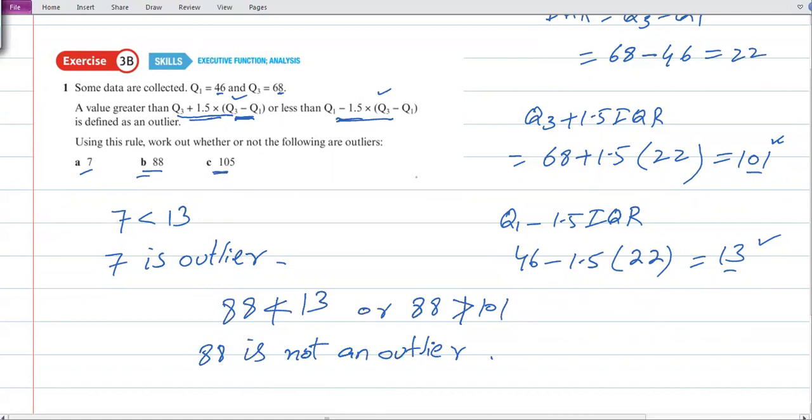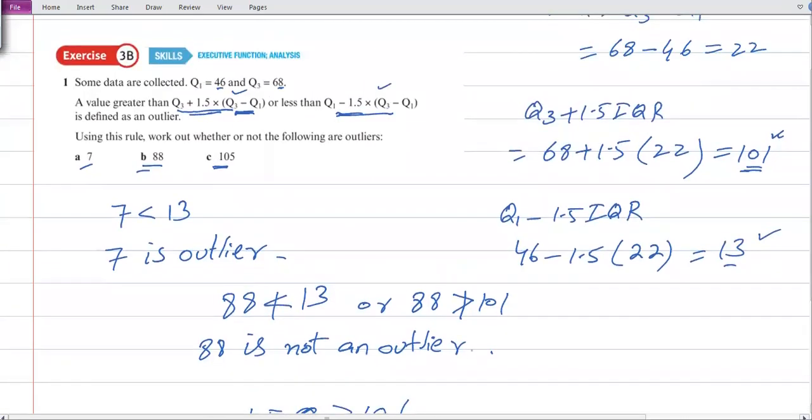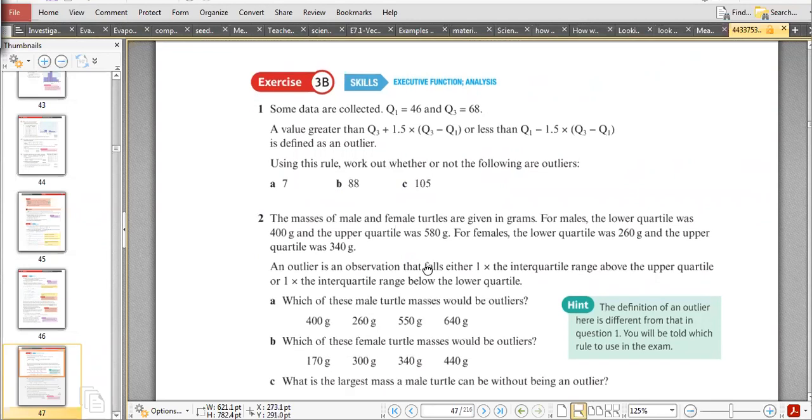Okay, about 105. Yes, 105 is greater than this one, so it is an outlier. We will say 105 is greater than 101. So any value greater than this one will be declared as an outlier. So we will say 105 is an outlier. Okay. So in this way, you will decide whether a given value in the data is an outlier or not. Clear? Now, let's take the second question.